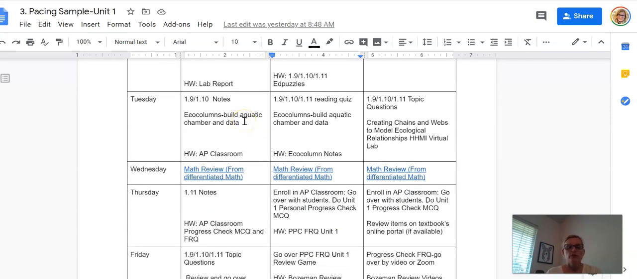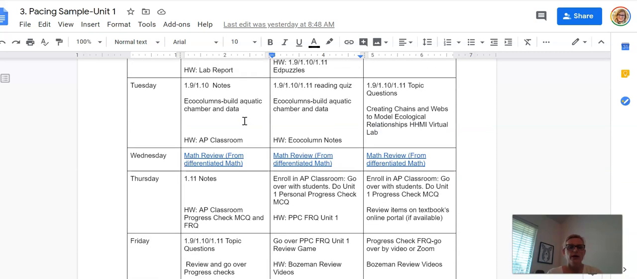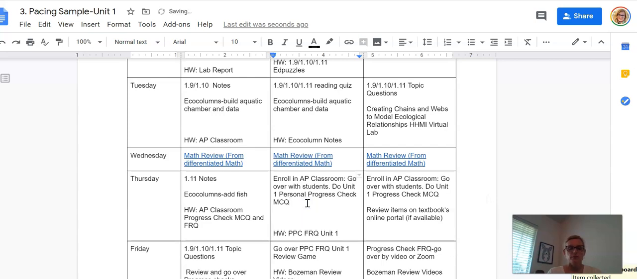Okay, 2 weeks later after building your initial eco column, you're going to build the aquatic chamber with the fish, but you don't add fish for a couple of days, and I actually forgot to put that on here. You add fish 2 days later. So I'm going to put eco columns, add fish. So you build the aquatic chamber first, and then you can't add the fish for a couple more days because you have to let the water be colonized by nitrifying bacteria. And that's all in the notes. That's all in the teacher's guide for you, things like that for eco columns.